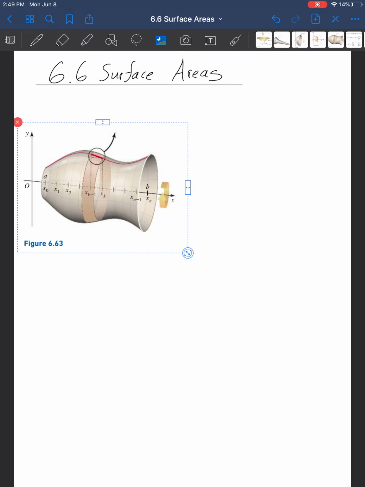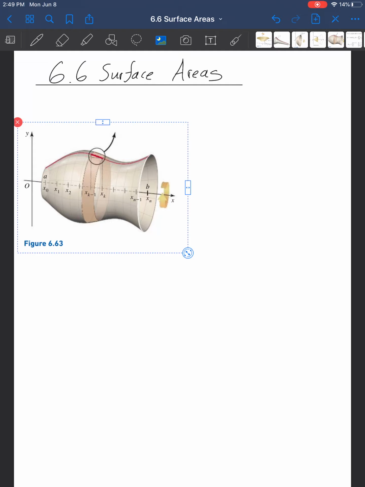So if I take a picture, which I have right here, and we look at the surface area of some solid of revolution, and we want to break it up into these really small pieces so that we can use integrals to add up all the small pieces, we notice that it kind of looks like part of a cone, right?